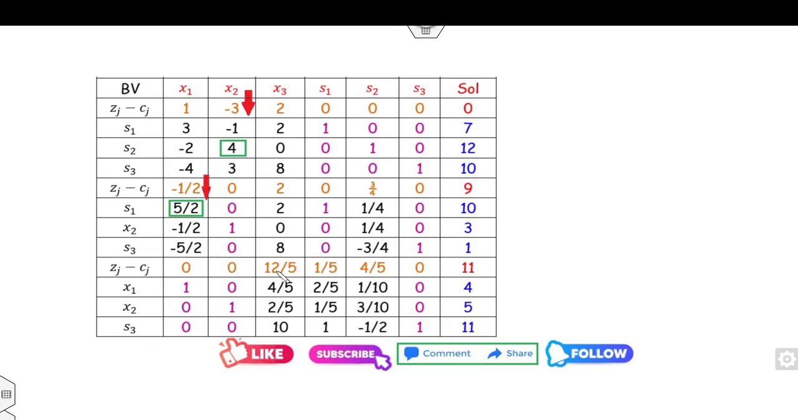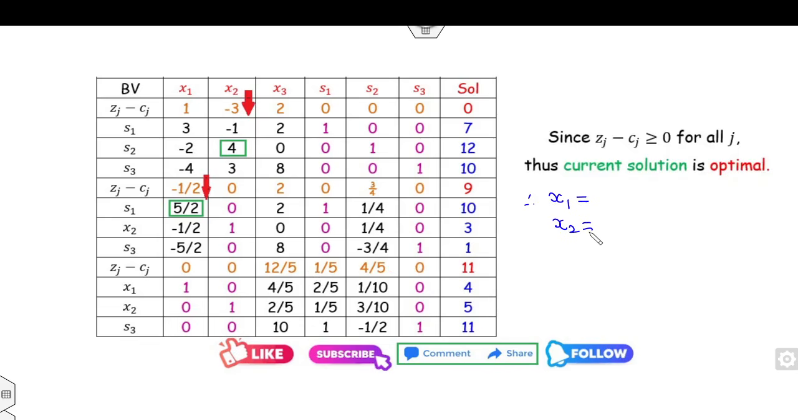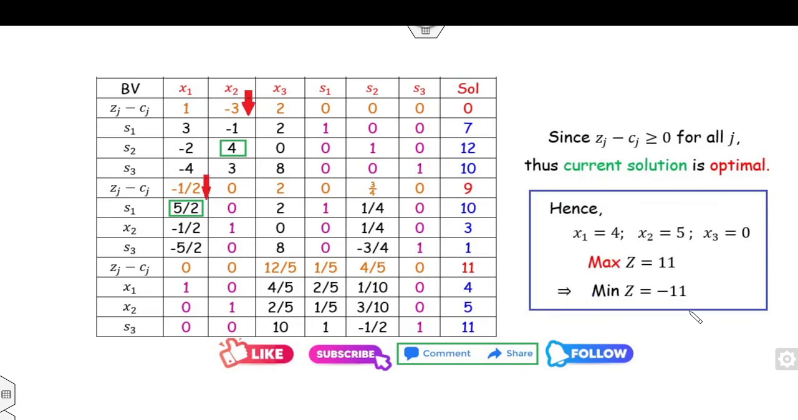Now you can see that Zj minus Cj are positive. Therefore I can say my optimal solution is x1, x2, x3. The value of x1 is 4. The value of x2 is 5. There is no x3, that is 0. So therefore the maximum of Z is 11. But my given problem is minimization. So therefore the minimum of Z is minus 11, which is the right answer of this problem.